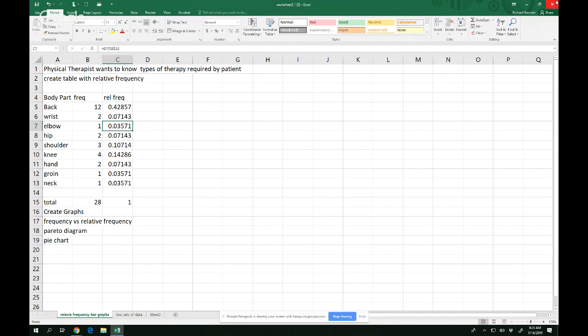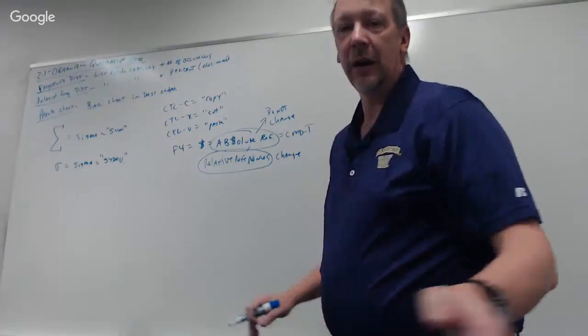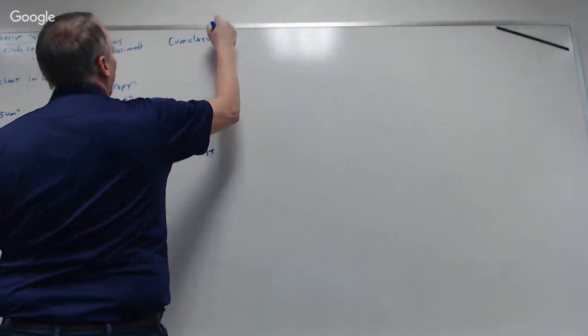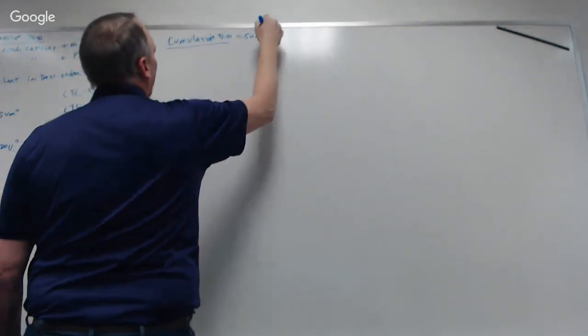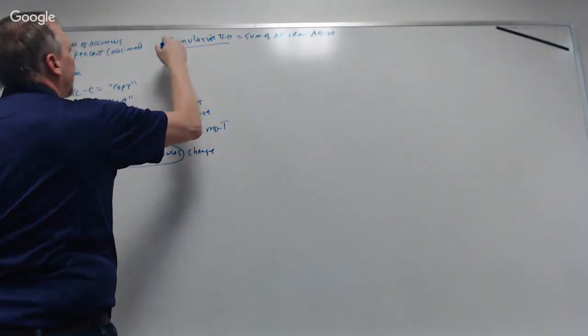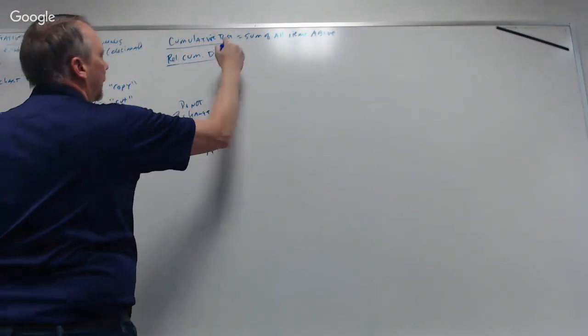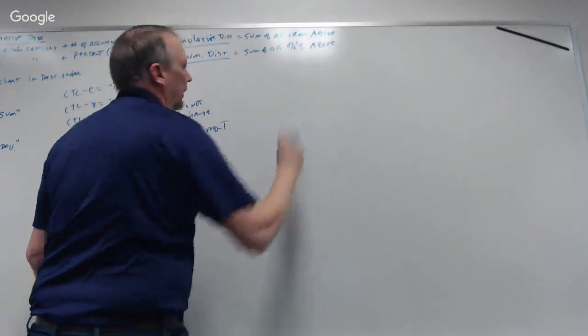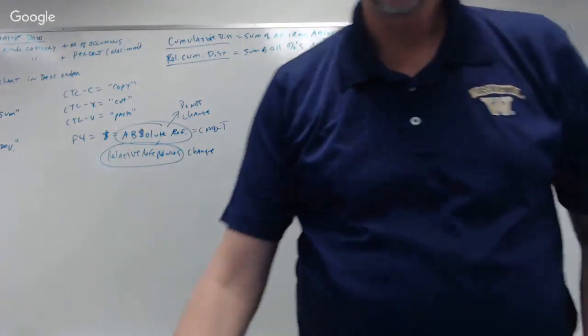All right, so now, let's talk about a cumulative distribution. I forgot to write that one on the board, so I'll write it now here. Let me stop sharing. So a cumulative distribution is the sum of all items above, and then we're going to do a relative cumulative distribution, which is the sum of all percents above. Okay? So let's go back here to Excel.